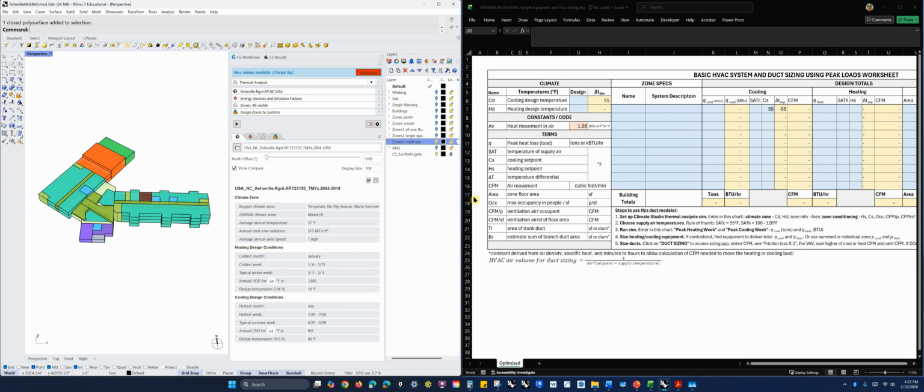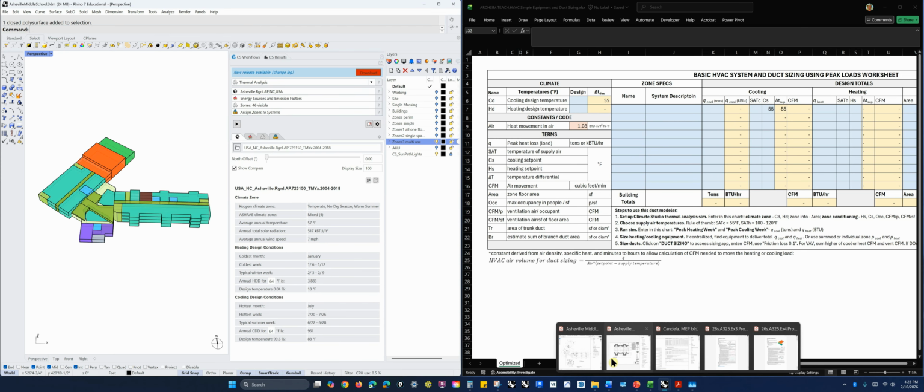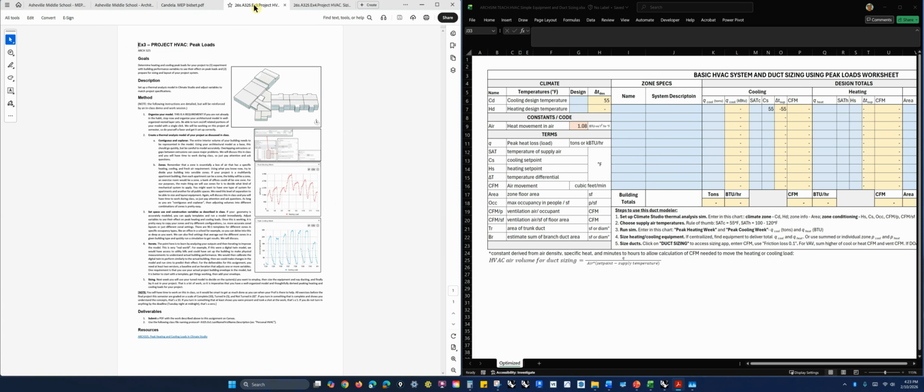So this is, I guess, the second in a two-part video series on the design of an HVAC system for your project in Environmental Systems 2. Last week we talked about this assignment where we were looking to find a peak heating and a peak cooling load.